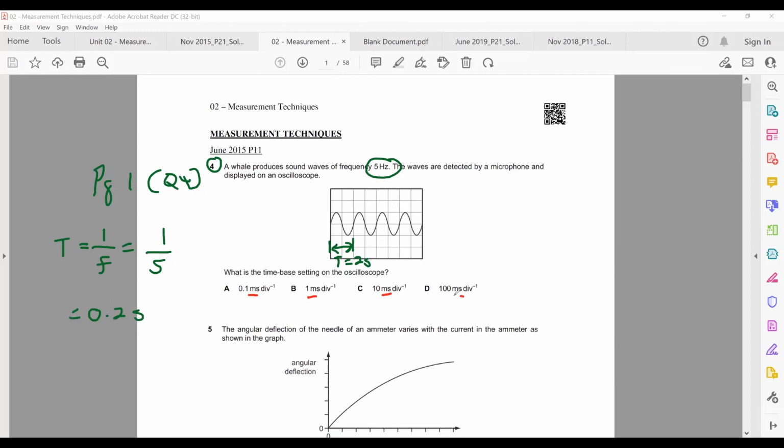They want it in milliseconds. So 0.2 seconds, you need to change it to milliseconds first. When you want to change from seconds to milliseconds, milli is 10 power minus 3. So 0.2 divided by 10 power minus 3 gives you 200 milliseconds. So this one is 200 milliseconds.